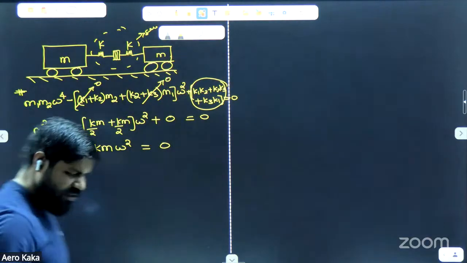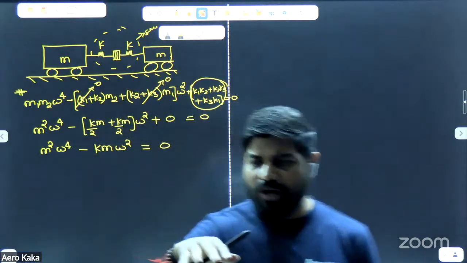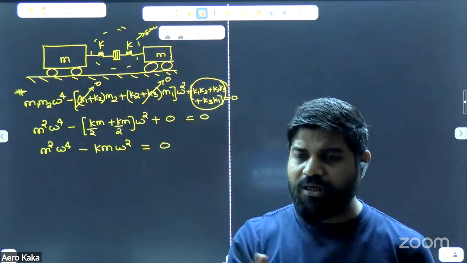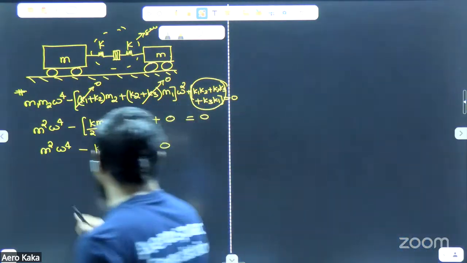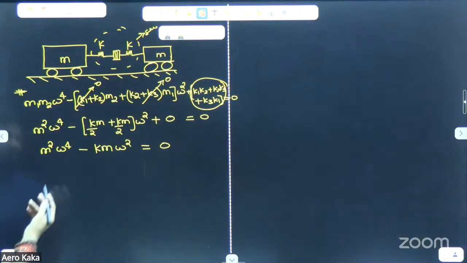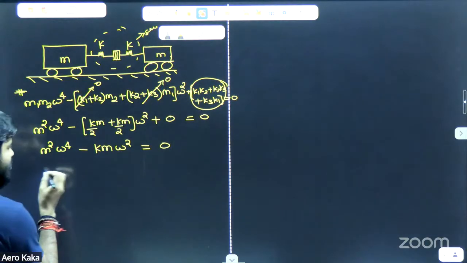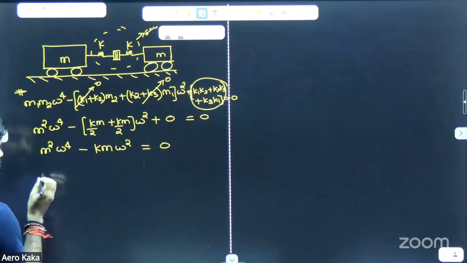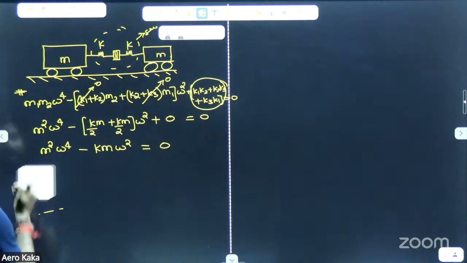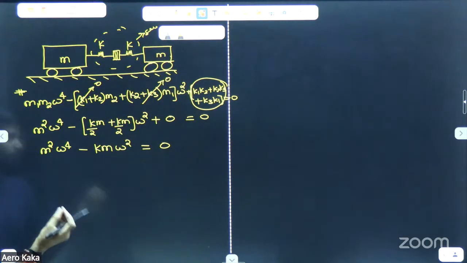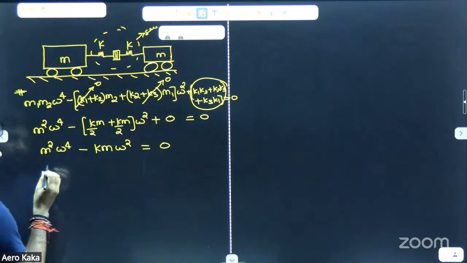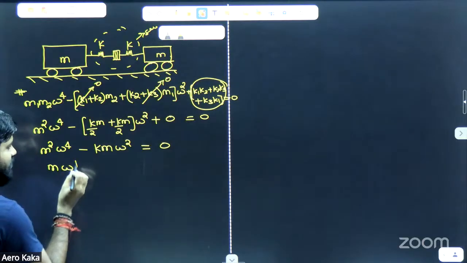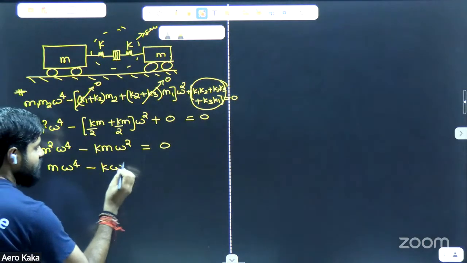Even in this case, no need to calculate, no need to write minus b plus minus root of b square minus 4ac upon 2a. What is common in this case? Yes, I can write omega square. Very good. Okay. Shall I write one more step if you don't mind? See, this is m square. So shall I write here: m square omega raised to power 4 minus K m omega square equal to 0.